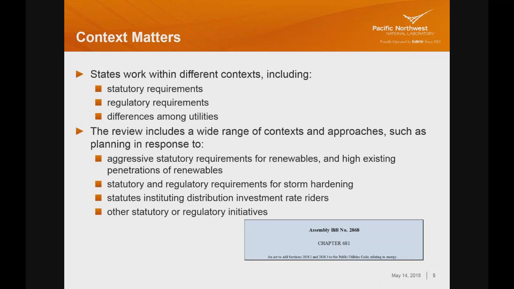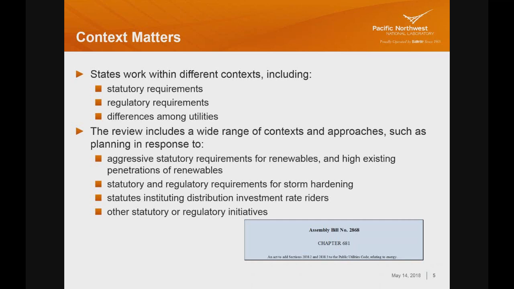There's regulatory requirements that form part of the context, and there are plainly and simply differences among utilities in terms of their resource mix, in terms of what percentage of renewables they're seeing. All this forms a context, which means that what works in one state or what works for one utility in one state won't necessarily work for utilities or for other states in general.